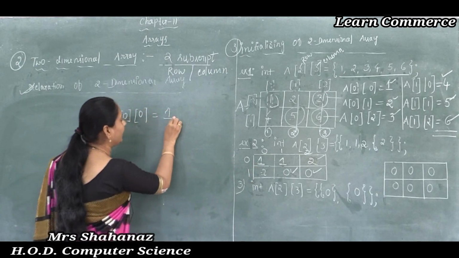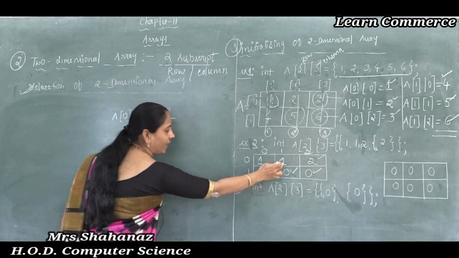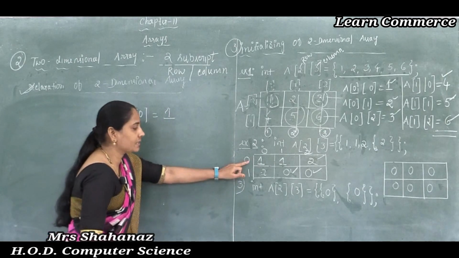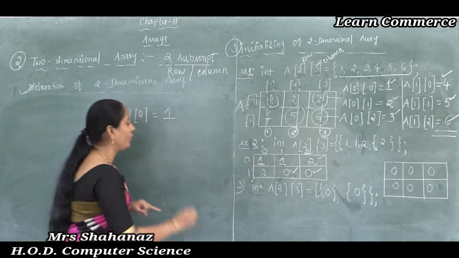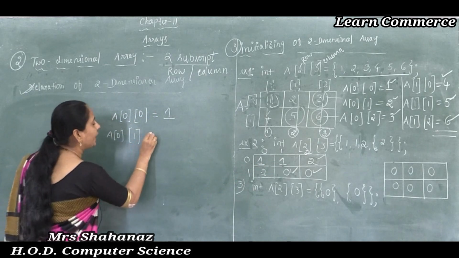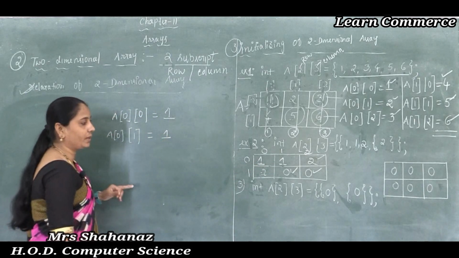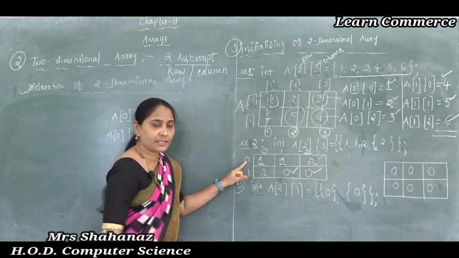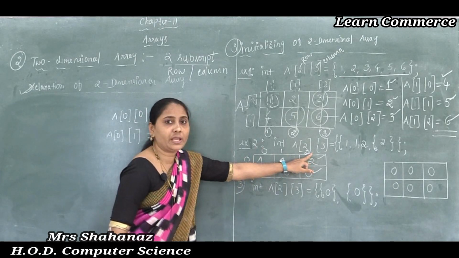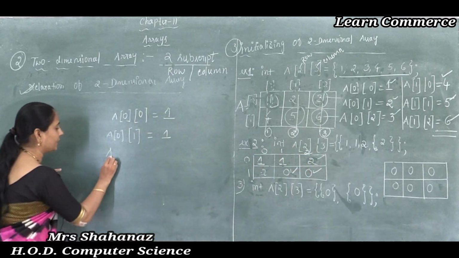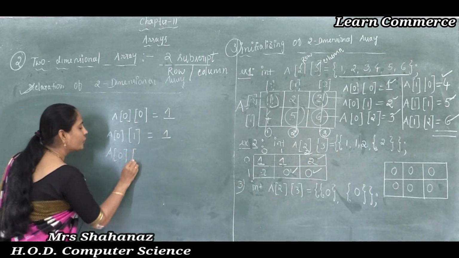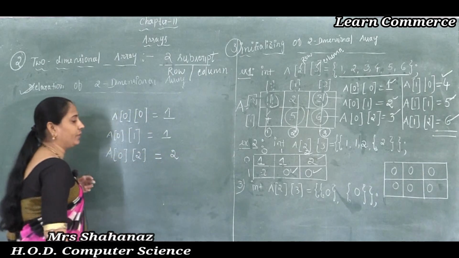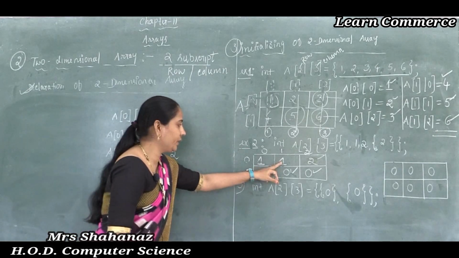Next, to access this value, as we know, we need to use the row size. The row size is 0, the column size is 1. That means I can access the value 1 here. To access, first of all we need to use the row size, then we use the column size. So here we can say A[0][2]. That means we can access the element 2 in this case.